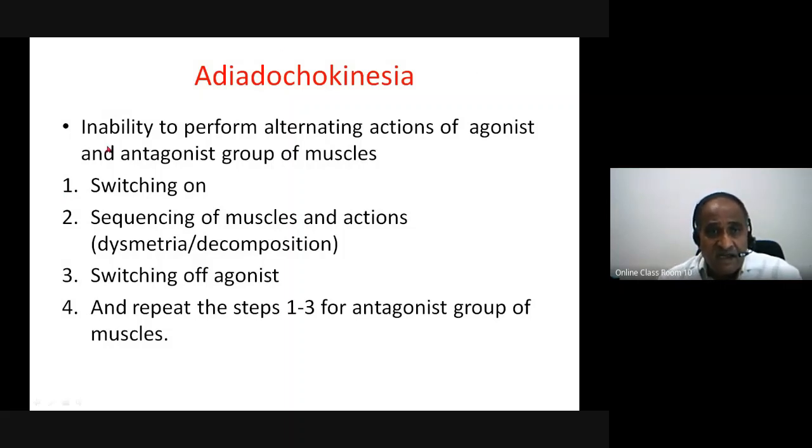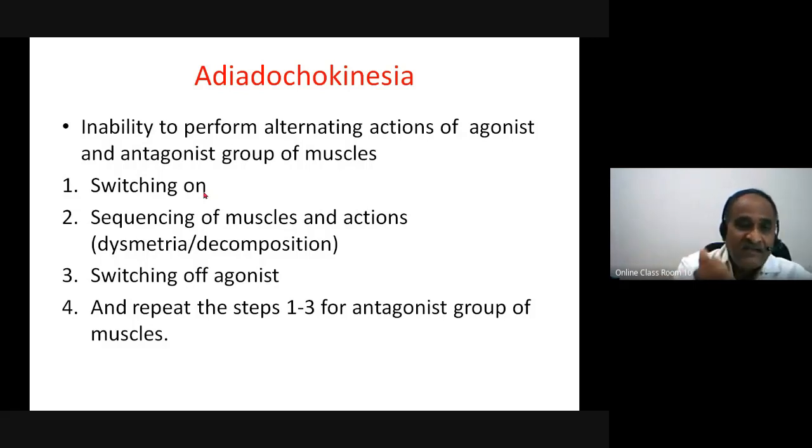It is an inability to perform alternating actions of agonist and antagonist groups of muscles, like pronation, supination, the damru movement, you know, that damru movement. That means this type of movements. You can have these alternating actions. Such actions are lost, or they become clumsier. Now, if you are analyzing this action, there is a switching on of the agonist group of muscles, then sequencing and contraction of this agonist group of muscles.